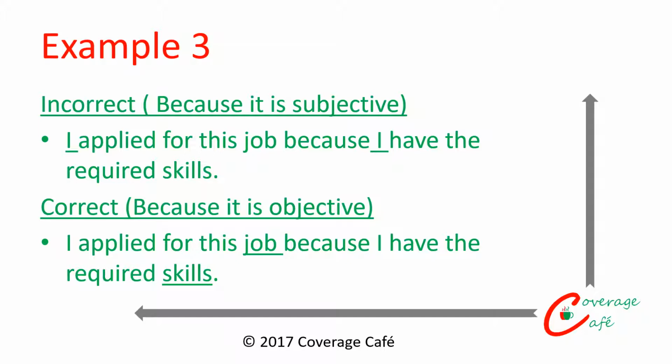For example, if you say, I applied for this job because I have the required skills, the recruiter may say, no, you don't. You don't have the required skills. It's a debatable thing. You think you have the skills. The recruiter may not think you have the skills. But change the intonation now. I'll give you the example. It's the same sentence with the changed intonation.